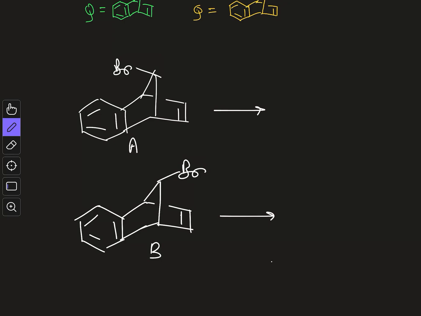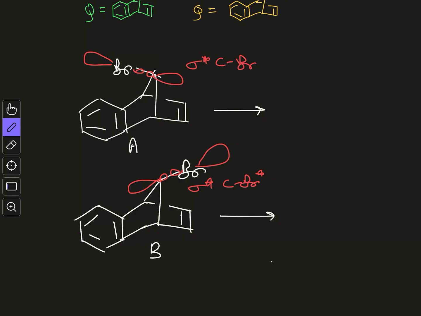Now there will be neighboring group participation. So now if I draw the LUMO of the leaving group, here this bromine is the leaving group, and if I draw the LUMO, you have this orbital over here, this is the LUMO of the leaving group, and in this case it is here. So in both cases it is the sigma star of the C-Br bond, which is the leaving group. Here also the sigma star of the C-Br bond, but the only difference is their orientation.